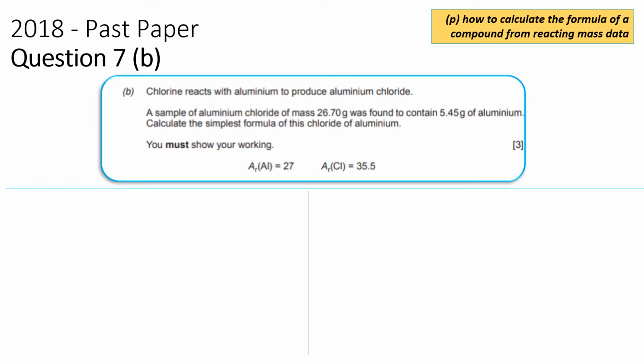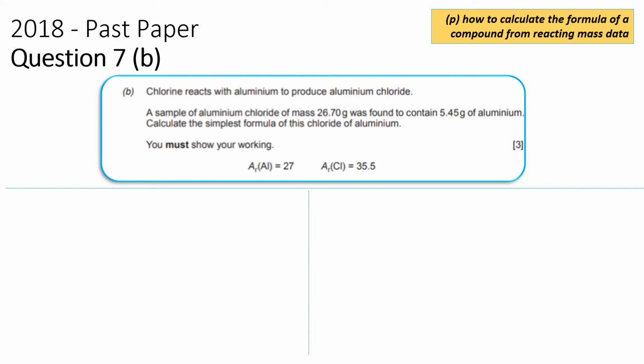The second past paper question is question 7b from 2018. Chlorine reacts with aluminium to produce aluminium chloride. A sample of aluminium chloride of mass 26.70 grams was found to contain 5.4 grams of aluminium. Calculate the simplest formula of this chloride of aluminium. You must show your working, and it gives you the molecular masses of aluminium and chlorine there in the question to help you.